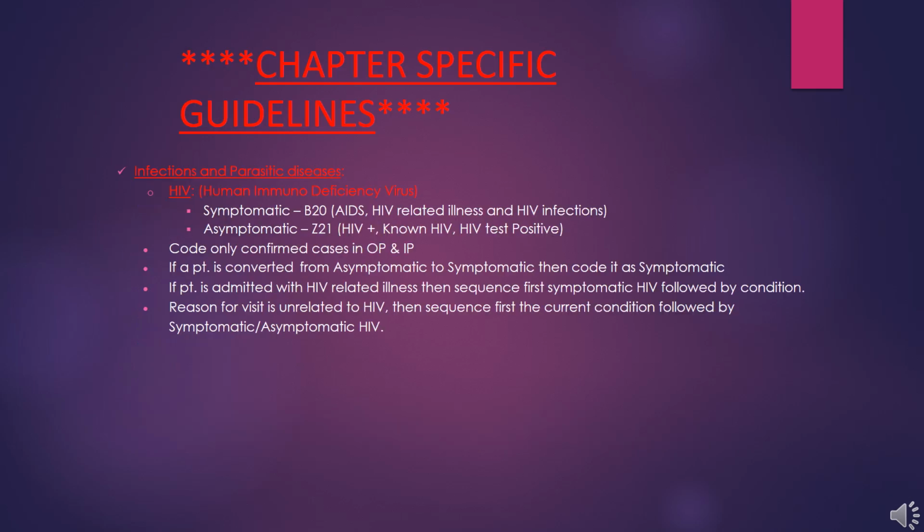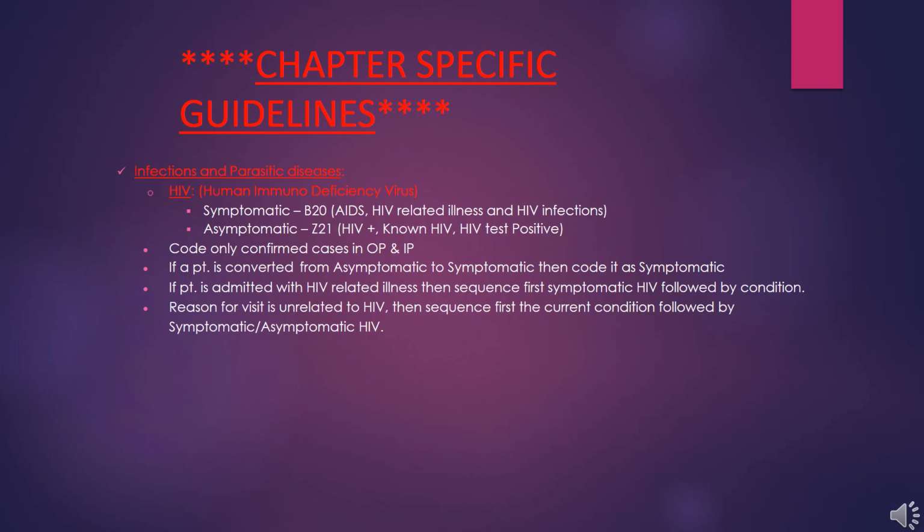Chapter specific guidelines: infections and parasitic diseases. HIV, human immunodeficiency virus. Symptomatic HIV, HIV related illness: B20, AIDS. HIV infection asymptomatic: Z21. Known HIV test positive. Code only confirmed cases in OP and IP. If the patient converted from asymptomatic to symptomatic, then code as symptomatic.